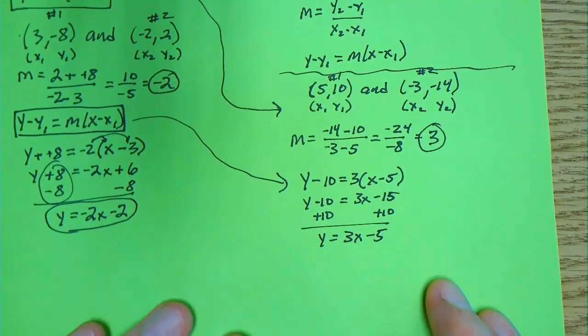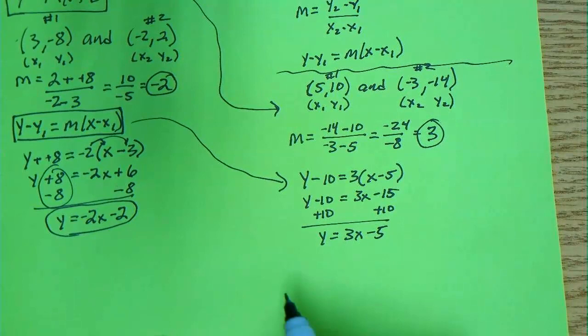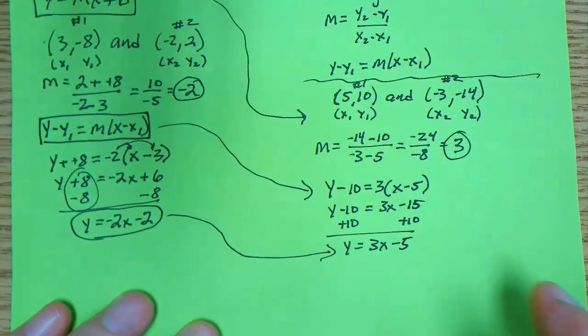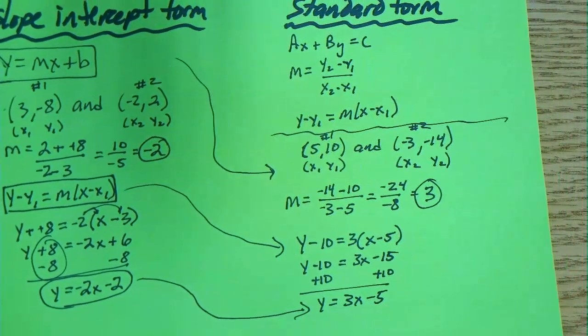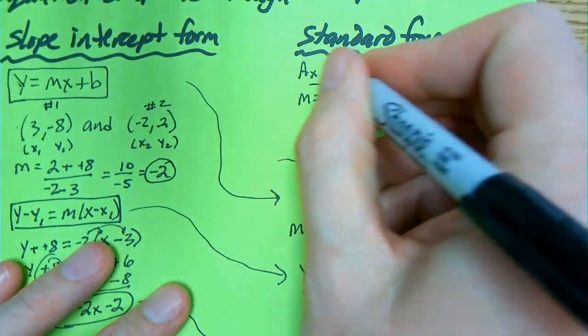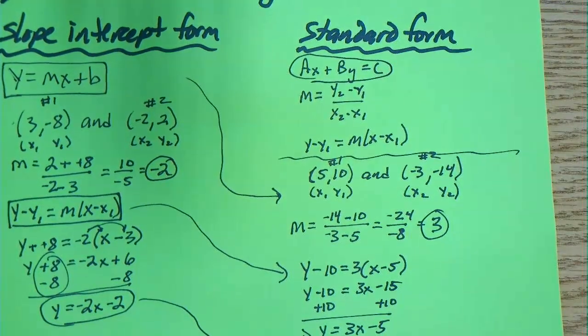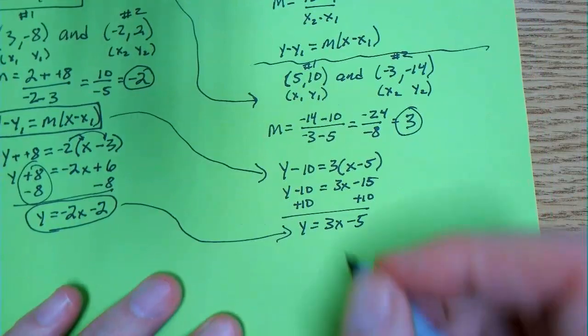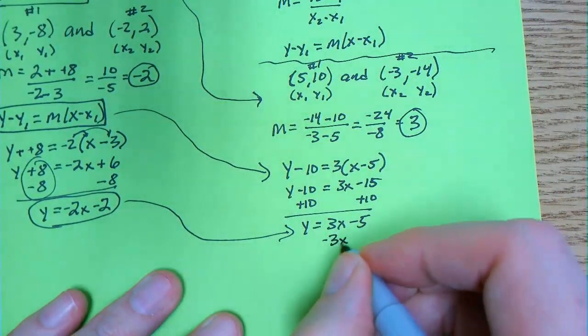Now, you might think that we're done here. And look at how close this was to what we did before. Nearly identical. The only problem is we needed it to be in this format. Okay? That means the x's and the y's have to be on the same side, and a has to be positive. So we're going to subtract 3x from both sides.